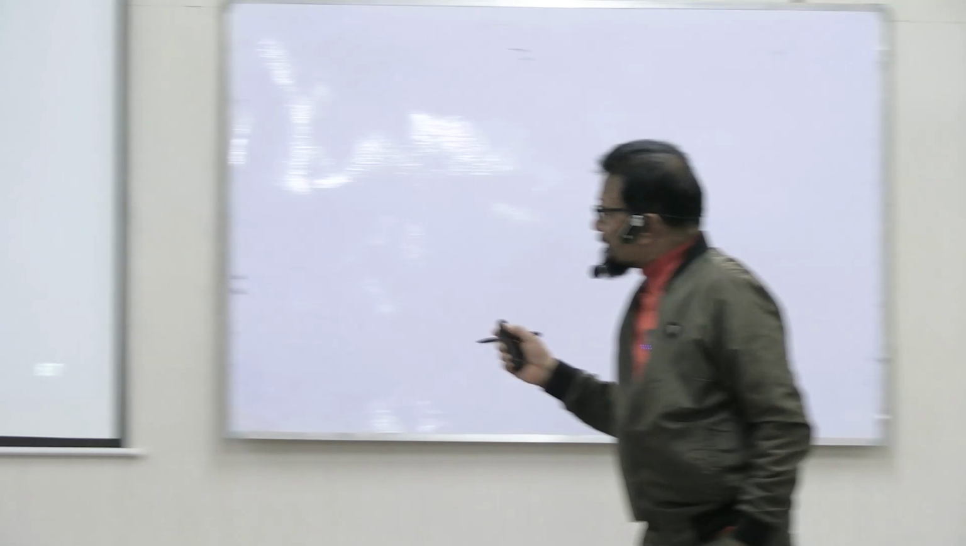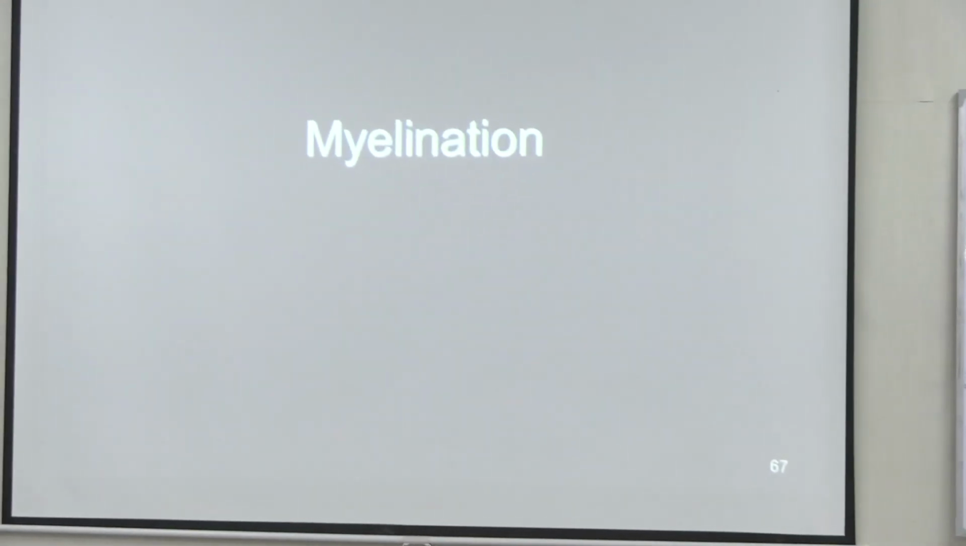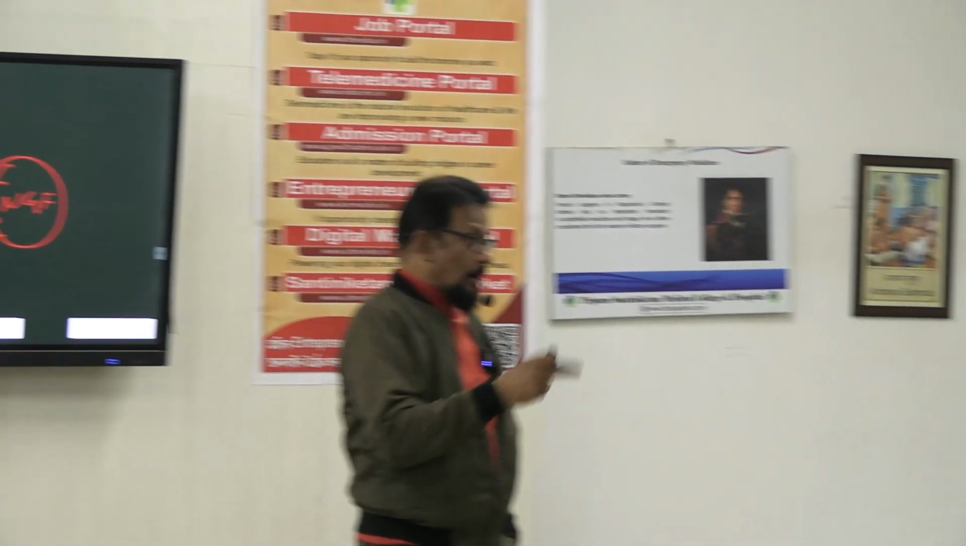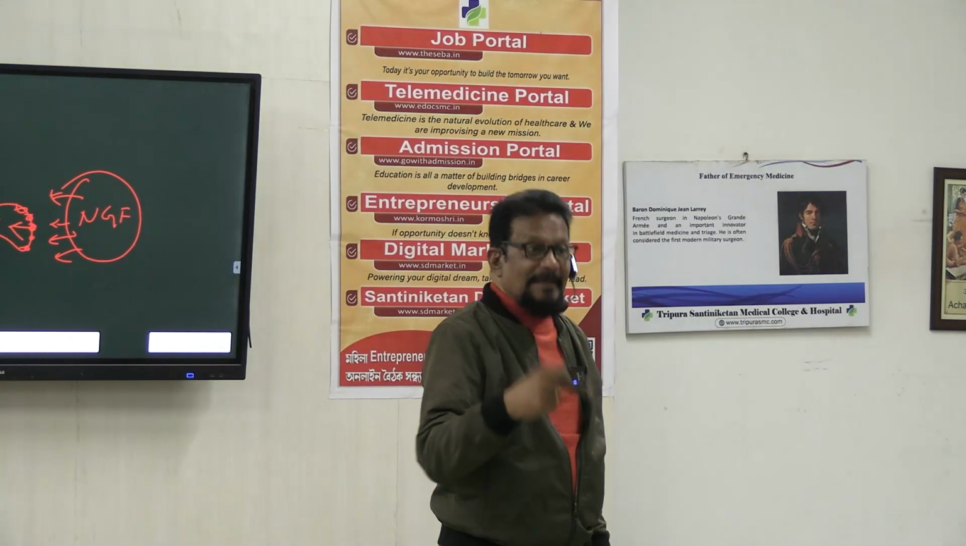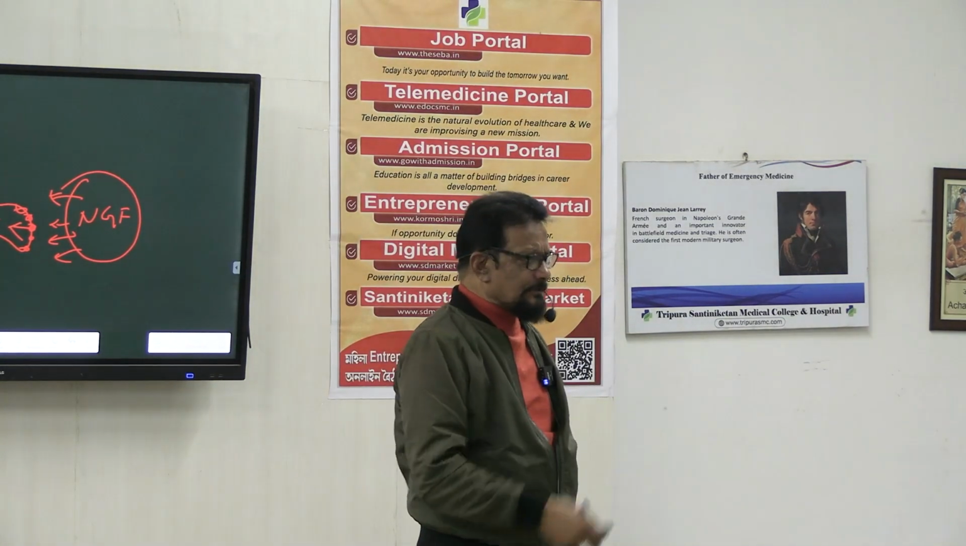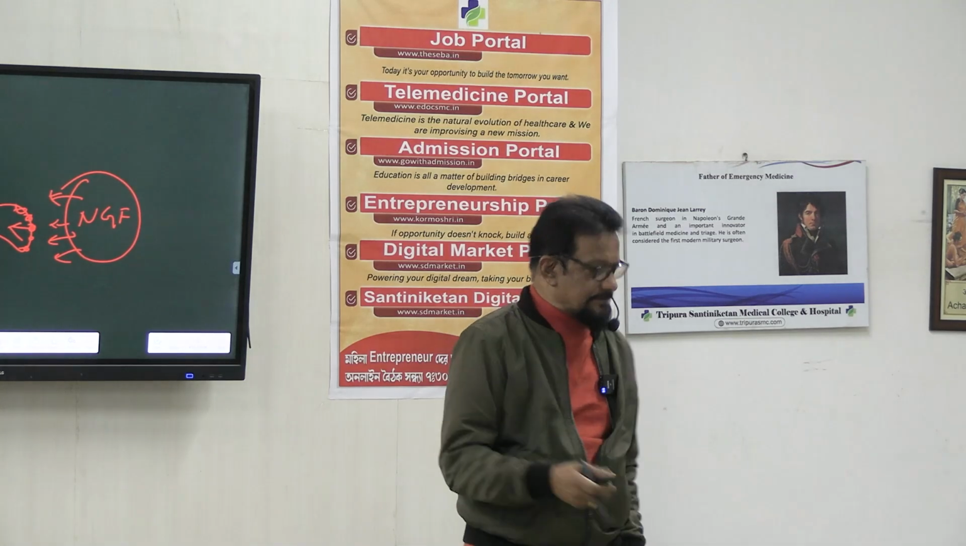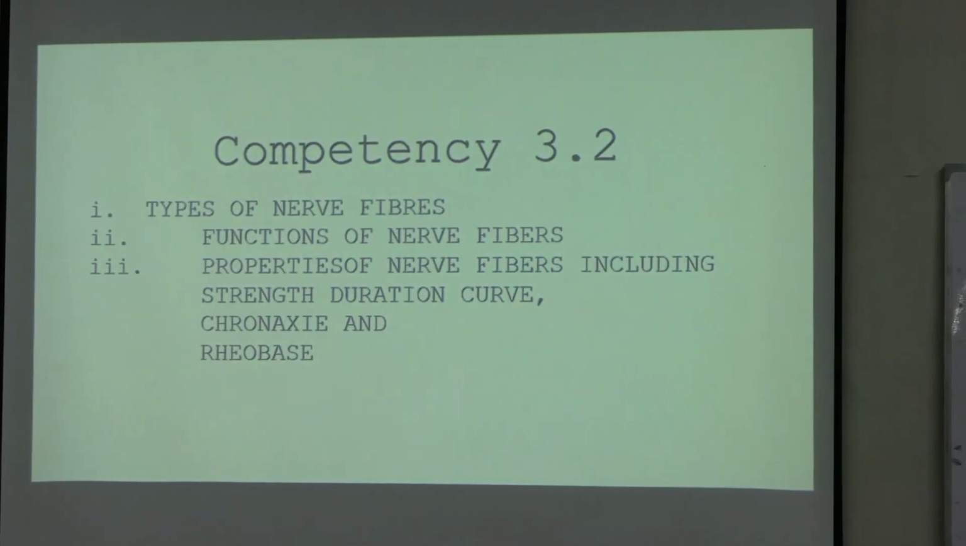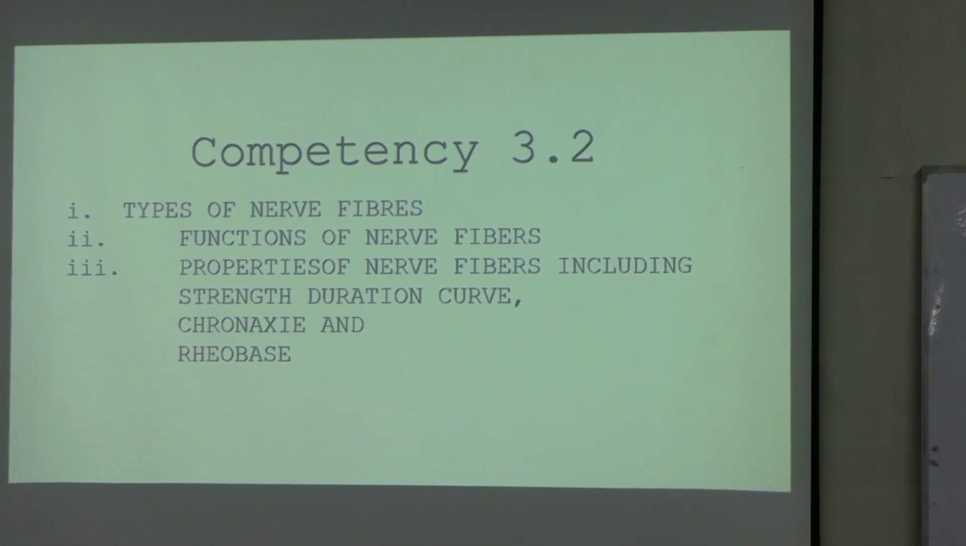Okay, so we will now discuss myelination. How does the Schwann cell actually make myelination? This is one part, and I can see it is in your syllabus. What is myelinogenesis, how it happens, how the Schwann cell makes myelinogenesis, is not included in the syllabus. So competency number 3.1 we have finished.